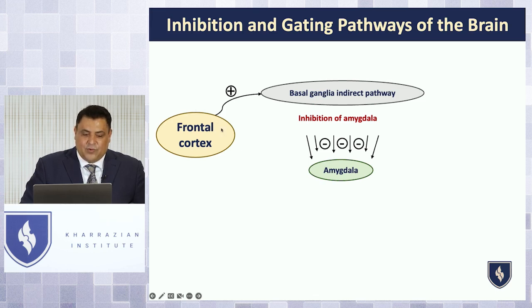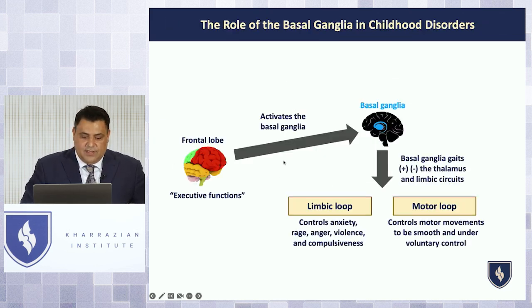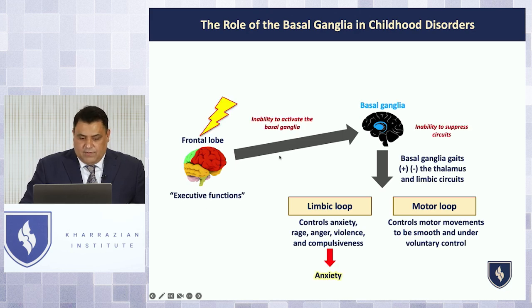So when these frontal cortex projections to the basal ganglia are not working, you'll get depression and anxiety because of these circuits. Here you can see an illustration, frontal lobe executive function. The frontal lobe is injured. The frontal lobe can't activate the basal ganglia. The basal ganglia can't inhibit the limbic system. Then you get anxiety. So that's another key circuit of anxiety pathways.